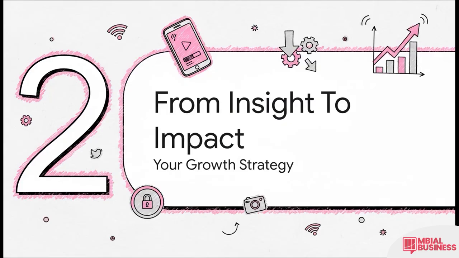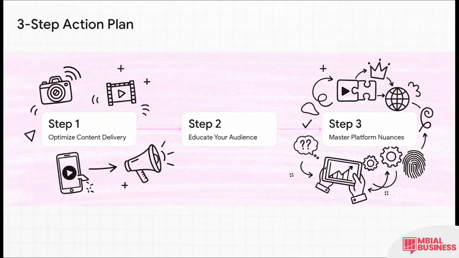All right, now that we've diagnosed the problems, let's pivot. Because this knowledge isn't about you becoming a tech support agent for all your followers. No way. This is about you becoming a smarter marketer. We can actually turn these potential glitches into a powerful advantage for your brand. So here's our game plan. It's a simple three-step action plan.